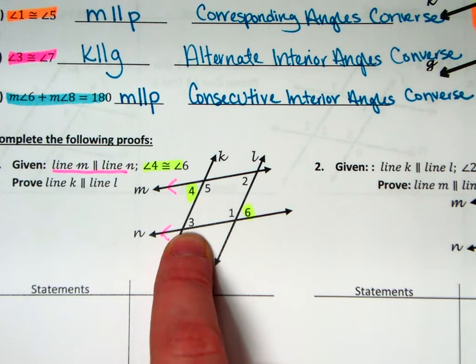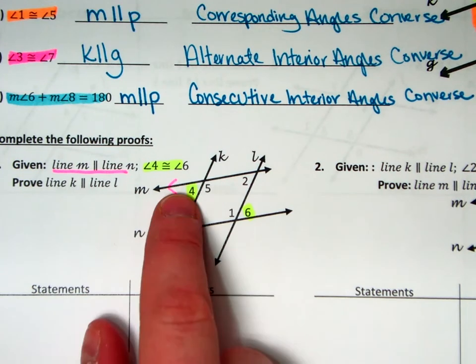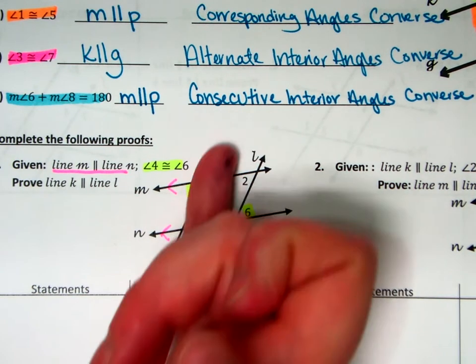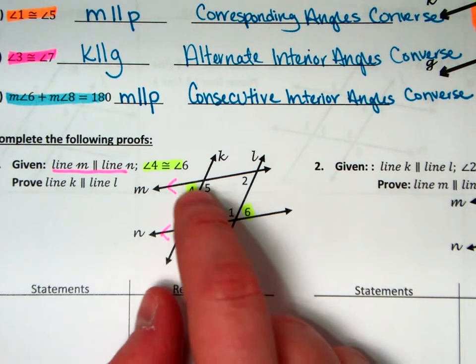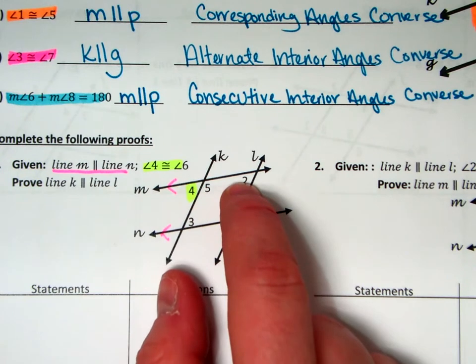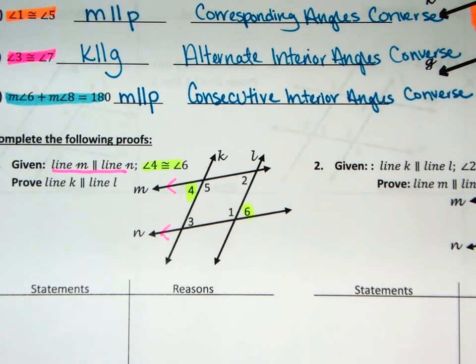Nope, don't want to do that. Cannot do that. Let's try this again. 4 to 3, because I need to be on this transversal. 4 is congruent to 3 by alternate interior angles. Or I can use 4 to 2. Nope, can't use 4 to 2. Pomeroy, what are you doing?